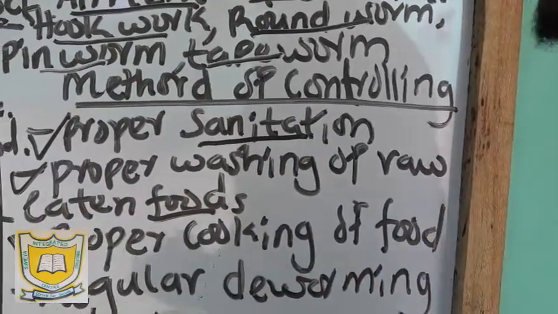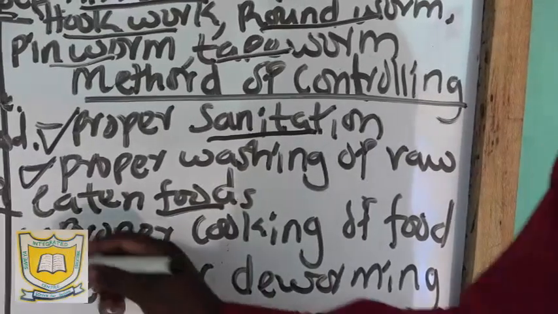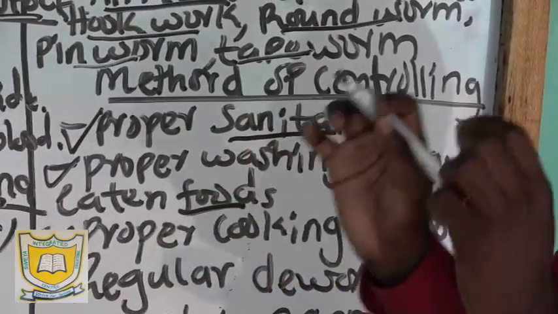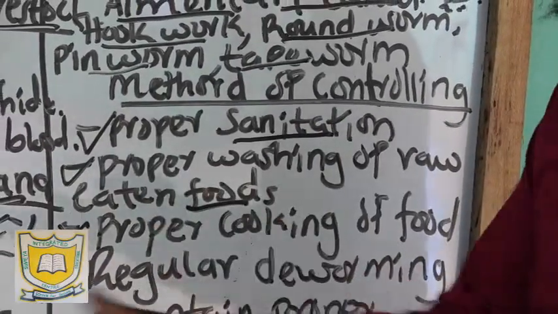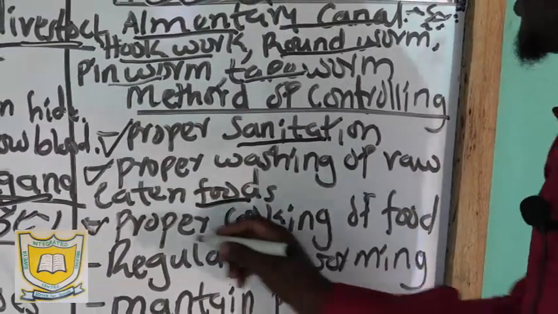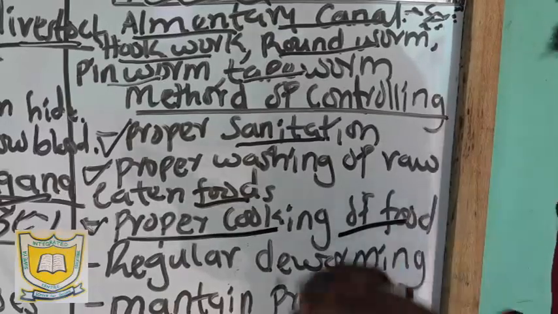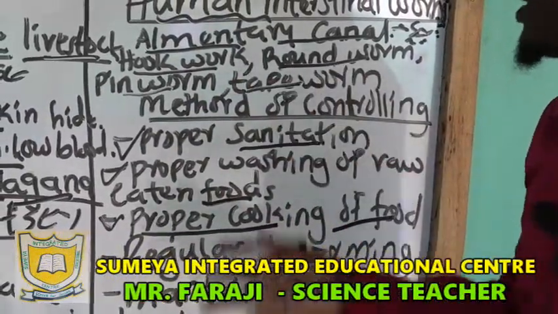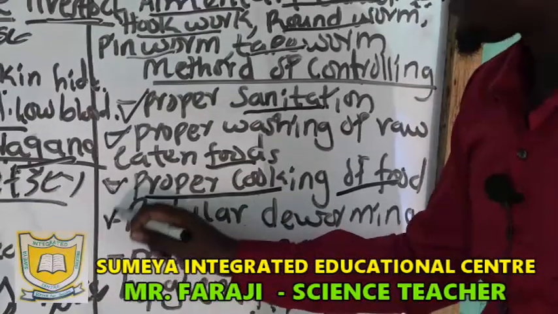Number three, you carry out what we call proper cooking. With this proper cooking, you ensure that your food is well cooked. Don't just boil, then remove that food. You have to ensure that the food is well cooked so as to kill anything that can cause the presence of this roundworm in your body.